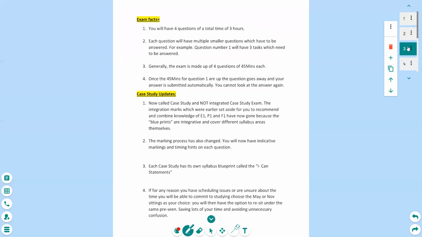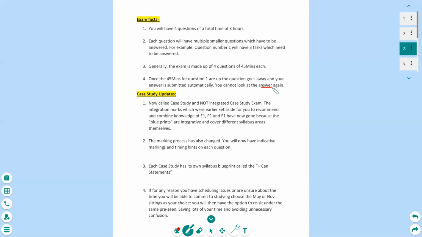Coming to exam facts, you will have 4 questions in the exam, with a total combined time of 3 hours. So each question is given 45 minutes. Let's say you start the exam and the timer starts to elapse. It goes from 45 to 0 for question number 1. As soon as the timer hits 0, question number 1 is submitted. You cannot look at the answer again. So in 45 minutes, the answer goes away, you are automatically taken to question number 2, then 3, then 4. That way you complete your exam.